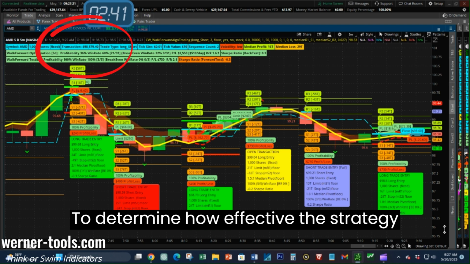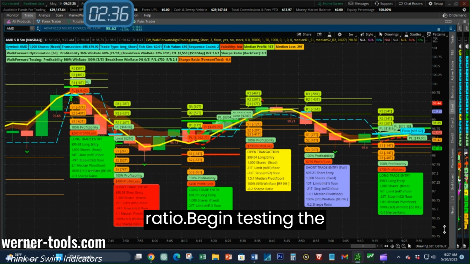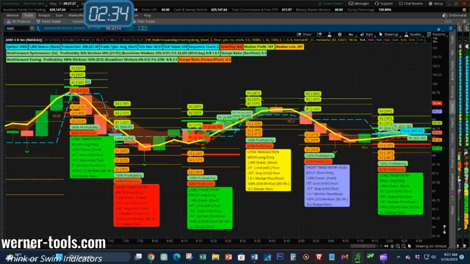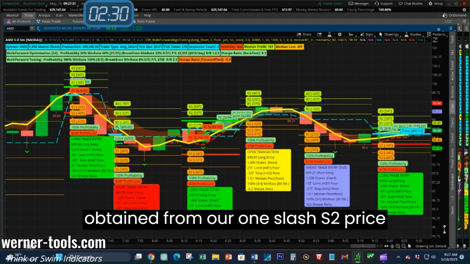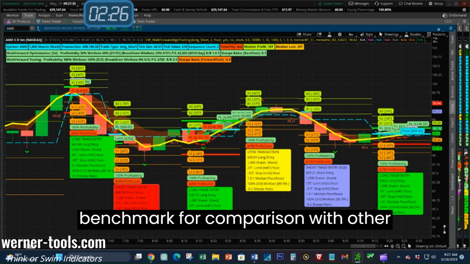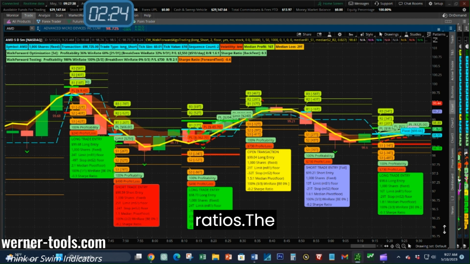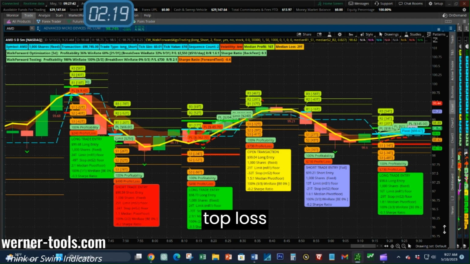To determine how effective the strategy is, we will vary the risk-to-reward ratio. Begin testing the strategy using a risk-to-reward ratio obtained from our R1/S2 price levels. This will serve as a benchmark for comparison with other ratios. The R1/S2 risk-to-reward ratio uses resistance level 1 for the limit and support level 2 for the stop loss for long trades.